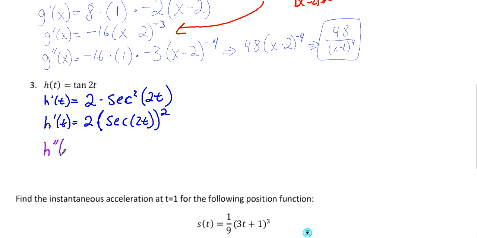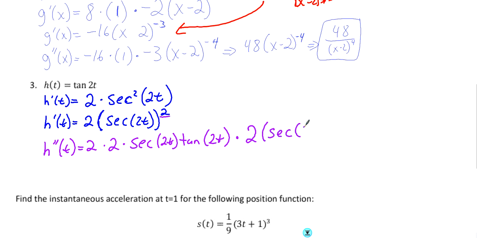So h double prime of t. Okay, so this is that initial 2. Now I'm taking the chain rule, and I'm going to do an inside-outside rule because I have a function inside of a function inside of a function. So the innermost, the derivative of 2t is 2, times the derivative of secant, and the derivative of secant is secant tangent, so I get that, and since I already took that, it's in both. And then times the derivative of the outside, which is the power, the third part, which is 2 secant 2t to the first power.